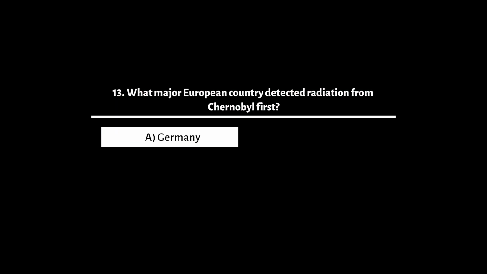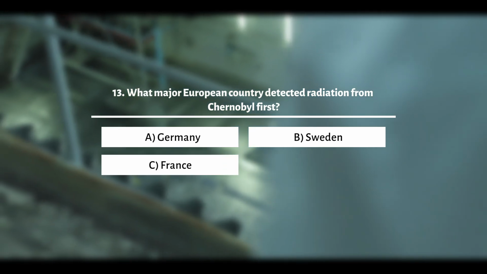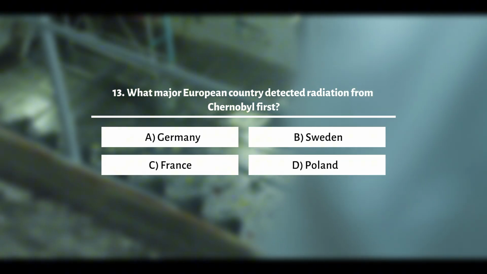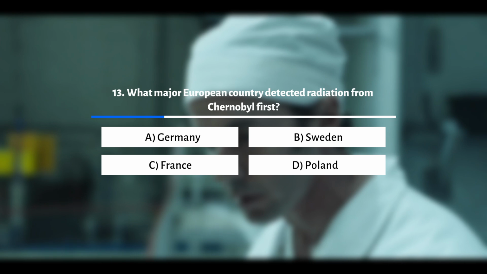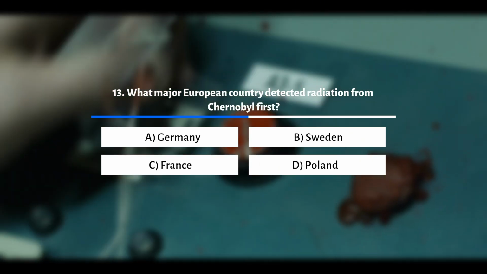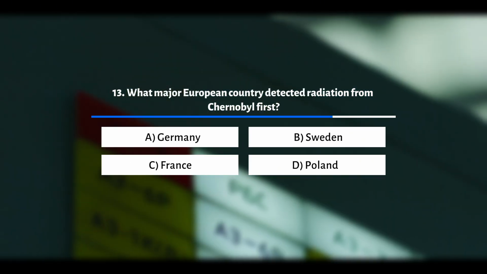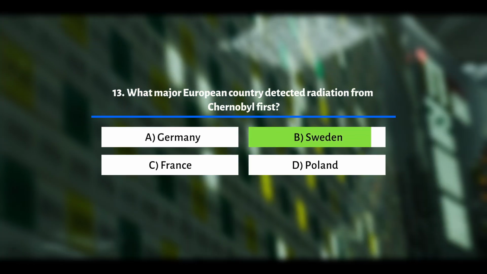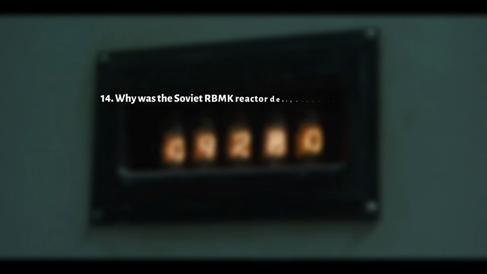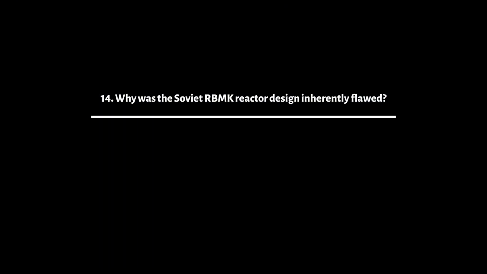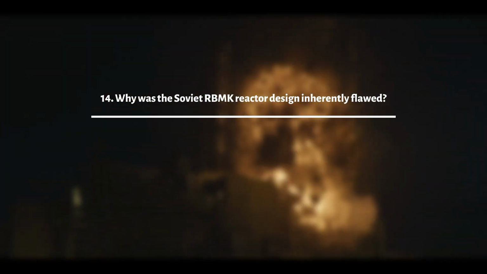A. Germany, B. Sweden, C. France, D. Poland. Correct answer, Sweden. 14. Why was the Soviet RBMK reactor design inherently flawed?